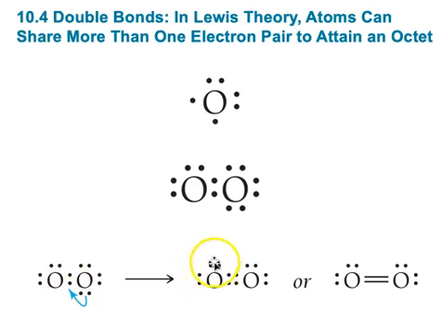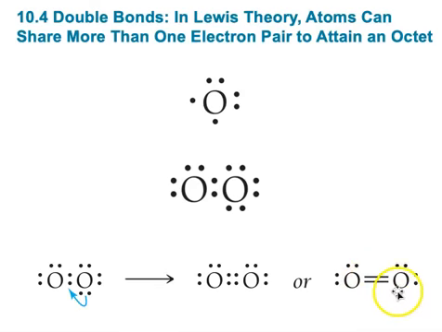up with 1, 2, 3, 4, 5, 6, 7, 8 electrons orbiting around this atom, and 1, 2, 3, 4, 5, 6, 7, 8 electrons orbiting around this atom. Both atoms have their stable configuration. Both of them have a completed octet, but what we have between them is two bonding pairs. Those two bonding pairs form what we call a double bond.